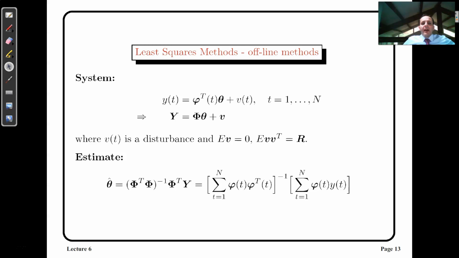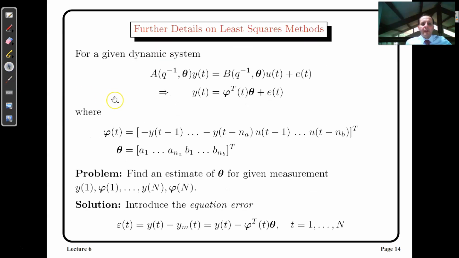The simplest one is the least square approach, an offline method. So you have the system in this form. If you rewrite it as a matrix equation, where V is a disturbance, you can obtain the estimate. The solution can be obtained in closed form. Of course, we also examined some details of our identification approach.